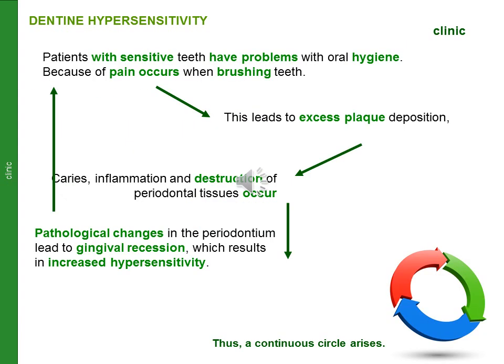Dentin hypersensitivity clinic. Patients with sensitive teeth have problems with oral hygiene because pain occurs when brushing teeth. Then this leads to excess plaque deposition, and caries, inflammation and destruction of periodontal tissue occur. Pathological changes in the periodontium lead to gingival recession, which results in increased hypersensitivity. Thus, a vicious circle arises.